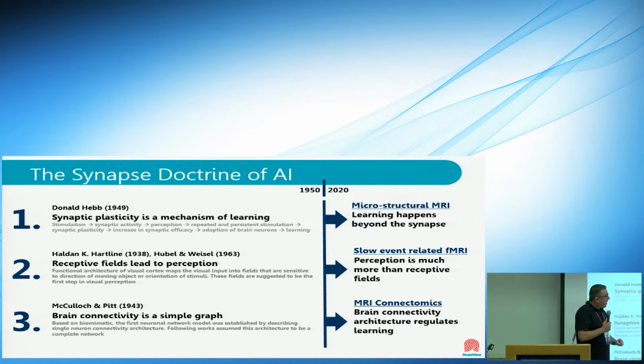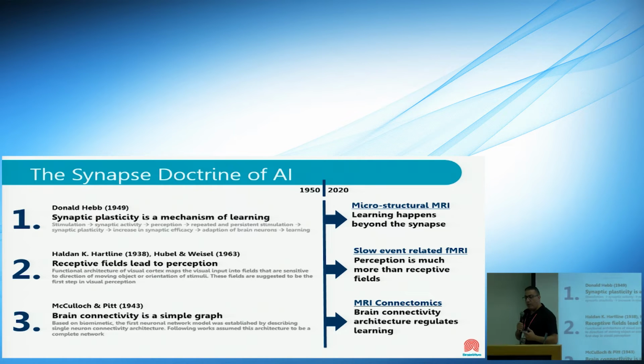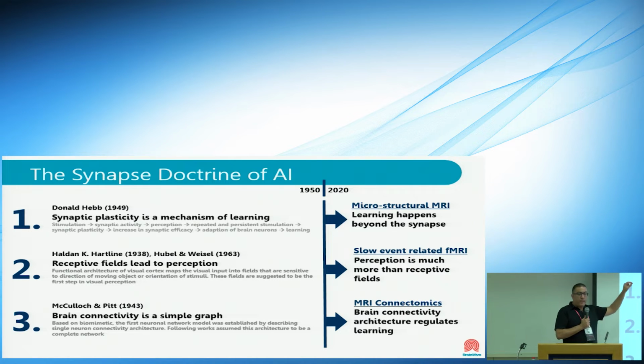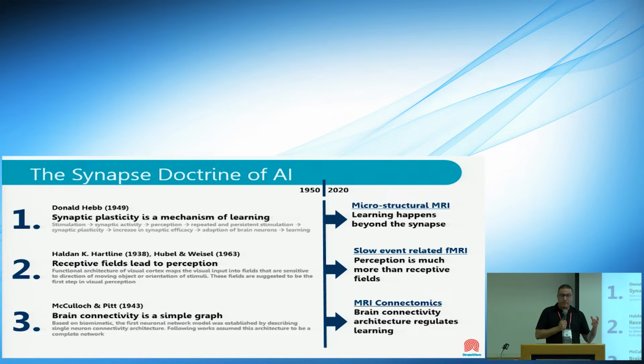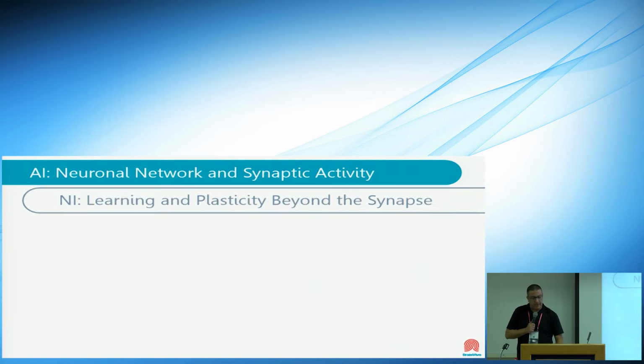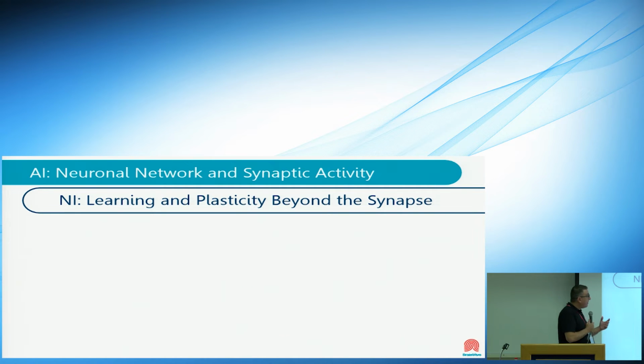From a new field called MRI connectomics, we can understand how brain connectivity regulates learning and puts rules on how the brain perceives information. So with these new rules, we can maybe define a new background in order to create a brain-inspired machine. Let me give you a scientific taste. Again, I want to show you what Brainvivo does, but it is based on a lot of scientific facts that we have gathered in the last year. So AI, neural networks and synaptic activity, this is the basis. But in neuroimaging, we have learned that learning and plasticity go beyond the synapse.